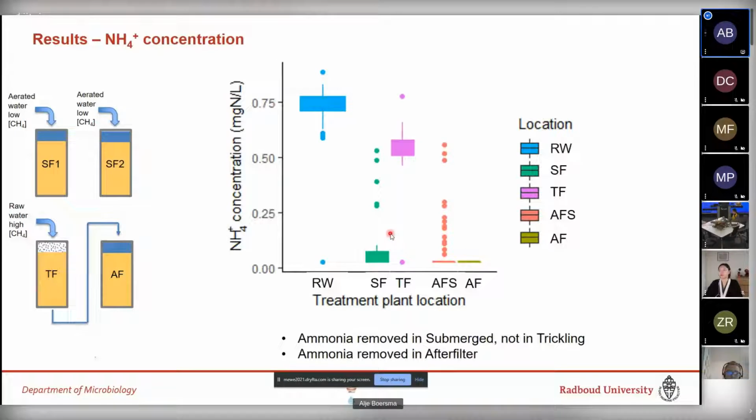So for the ammonium measurements, these are measurements done on the full-scale system. First, you see the raw water, where the ammonium concentration is about 0.75 milligrams per liter. Then in green here, you see the ammonium concentrations after the submerged rapid sand filter step. You can see that the ammonium is largely removed. However, after the trickling filter in pink, you see that the ammonium concentration is still quite high, more than 0.5. And then in both the after filters, so both after the submerged filter and both after the trickling filter, you see that ammonium is completely removed.